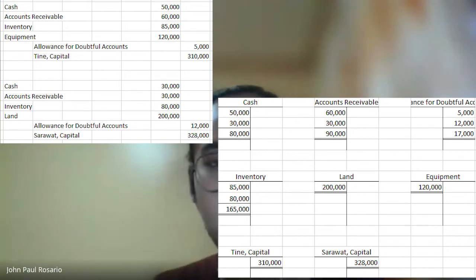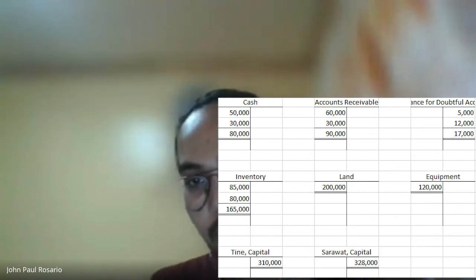And then for the second entry, cash of 30,000, accounts receivable of 30,000, and then inventory of 80,000, land of 200,000, allowance of 12,000 credit, and then Sarawat capital, a credit of 328,000.